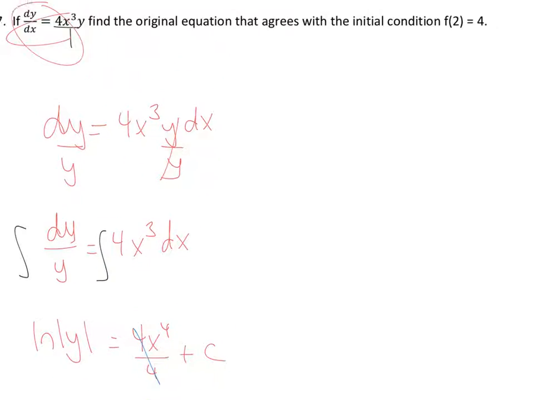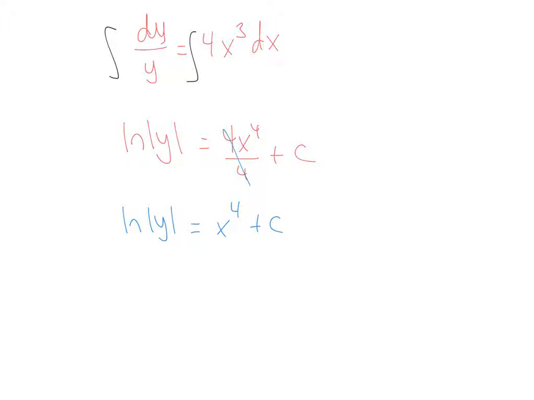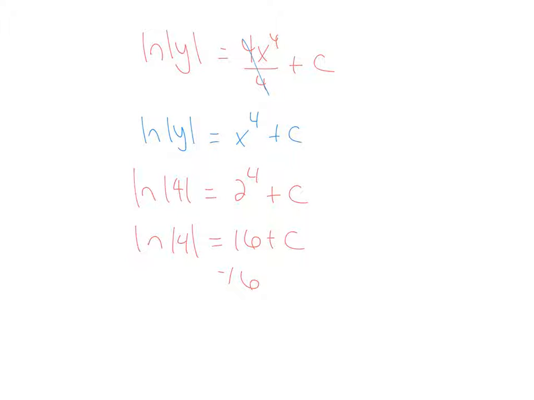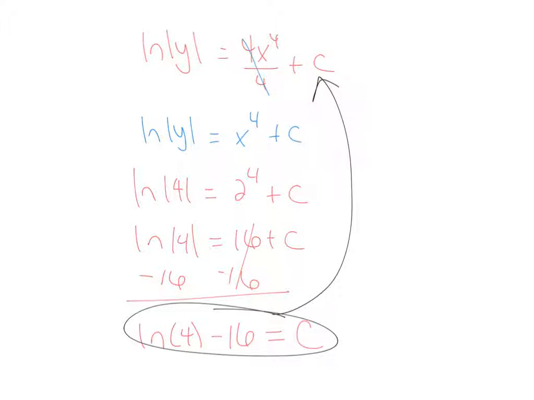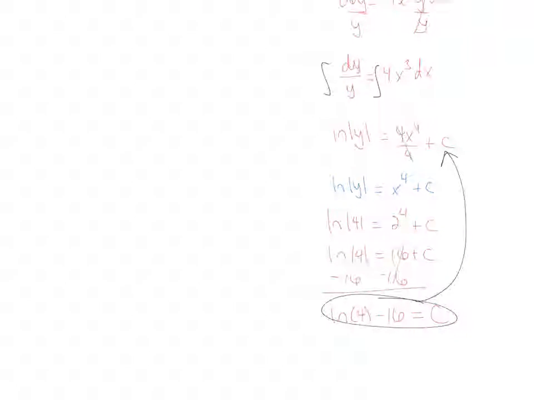And now I'm going to solve for c by plugging in my point 2, 4. So I'm going to put a 4 in for the y and a 2 in for the x. So I get ln of 4 equals 2 to the fourth, which is 16, plus c. Subtract 16. So I have ln of 4 minus 16, and I don't need the absolute value bars anymore because it's positive, equals c. I'm going to take this and put it up here. So I have ln of y equals x to the fourth plus ln of 4 minus 16.